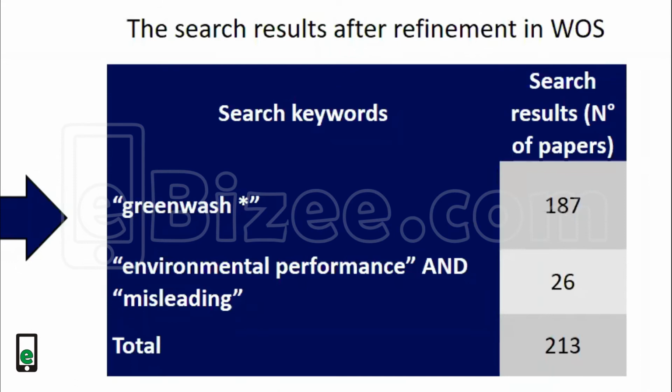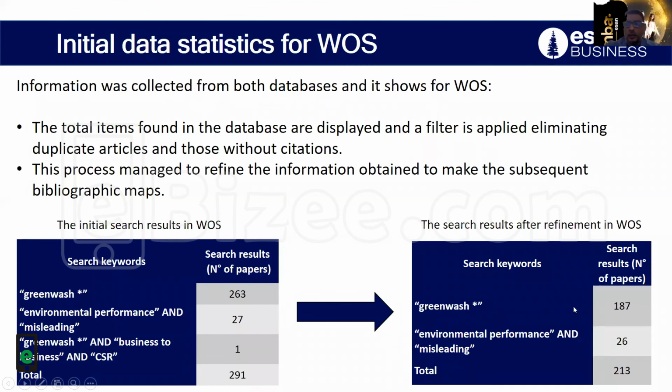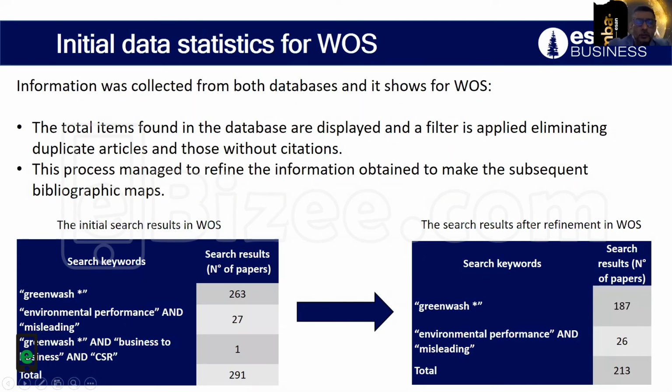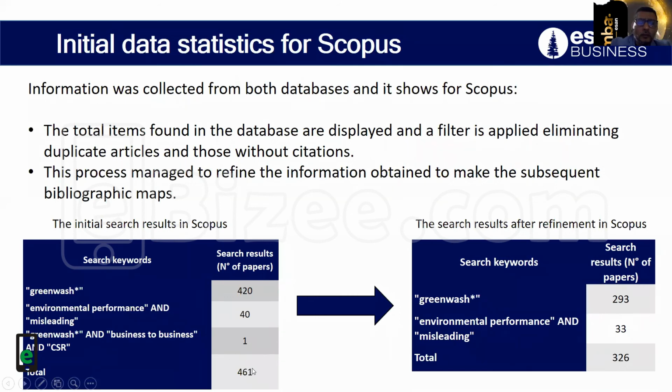So the results were, for the term greenwash, 187, for environmental performance and misleading, 26, and in total 213. So there is a difference between the initial research and the second one, after the filter. Remember this number, 291, in the case of WOS, and in this case 461. It is the same process.